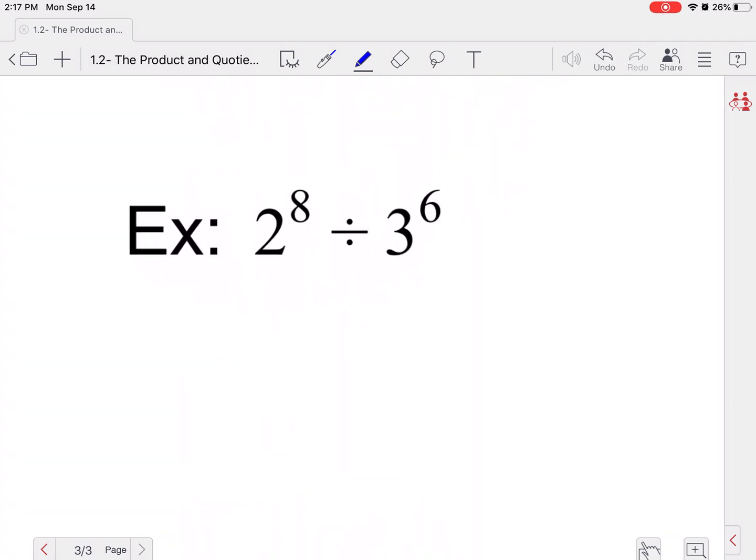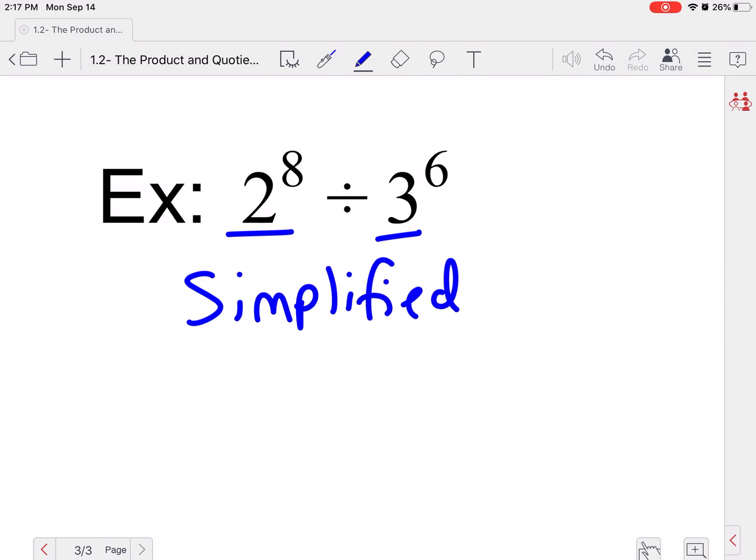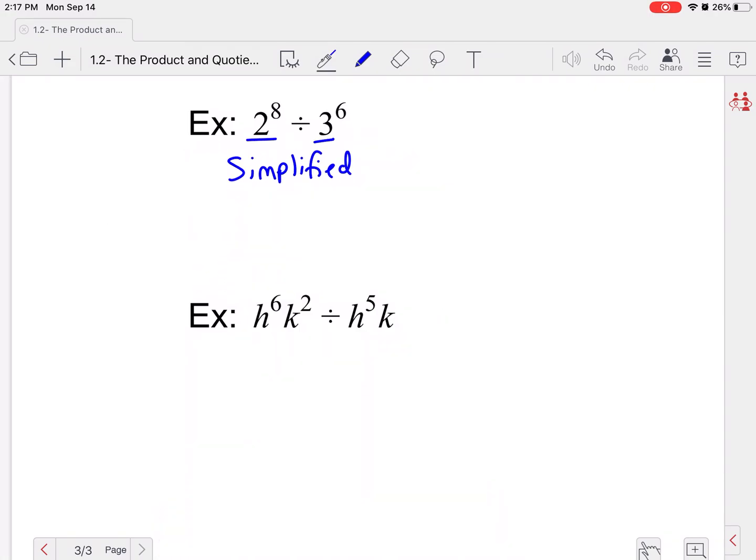Okay. Now this one, 2 to the 8th divided by 3 to the 6th. I could get an answer for this. There is a number answer for this, but I cannot simplify it in exponential form because I have a base of 2 and a base of 3. So this is as simplified as it is going to go. Okay, so there is no further answer for this one. It is simplified in exponential notation. Okay, so you got to be careful. If the bases are not exactly the same, we can't do anything with them with exponent rules.